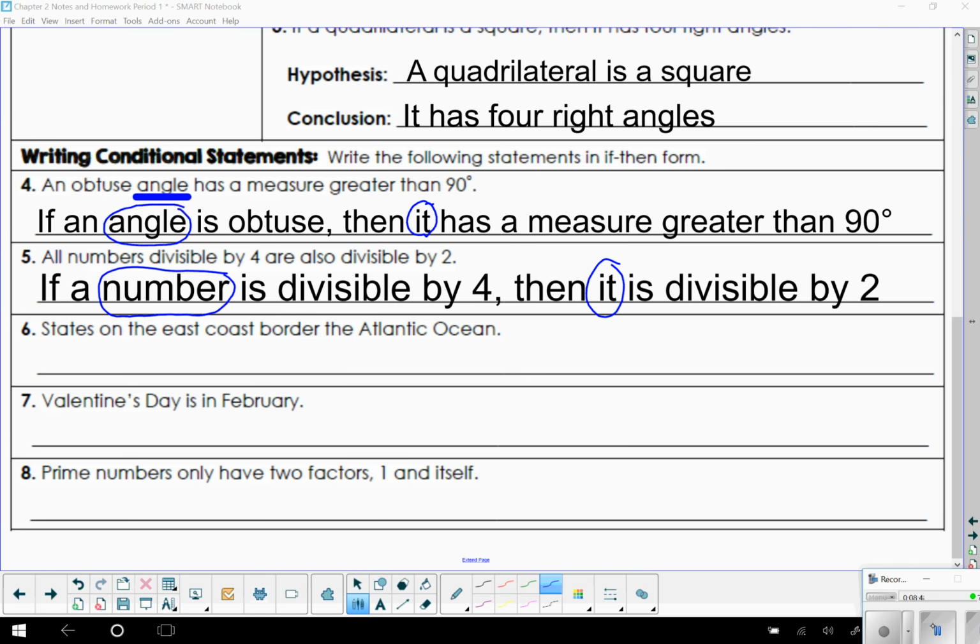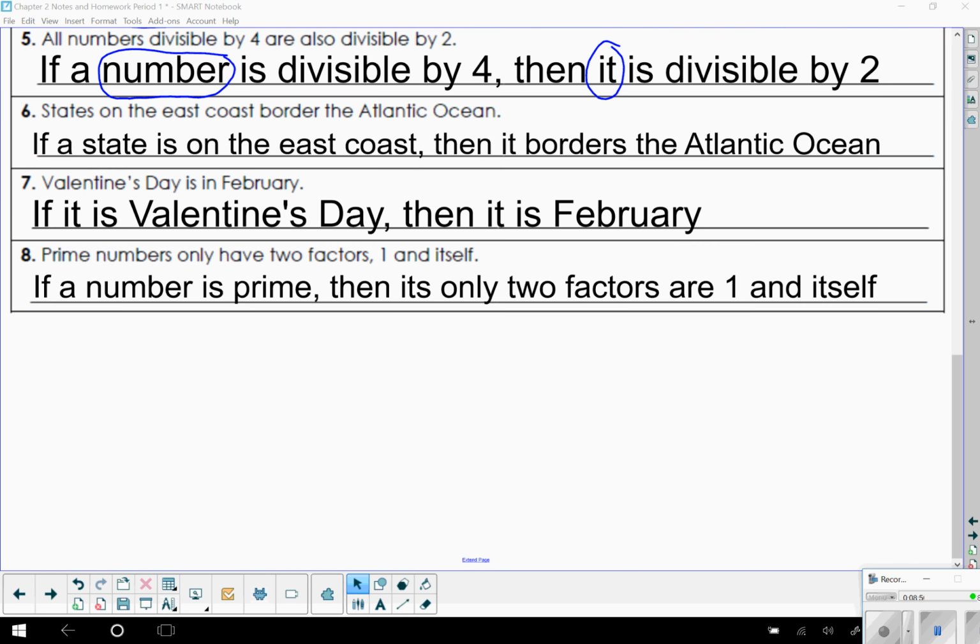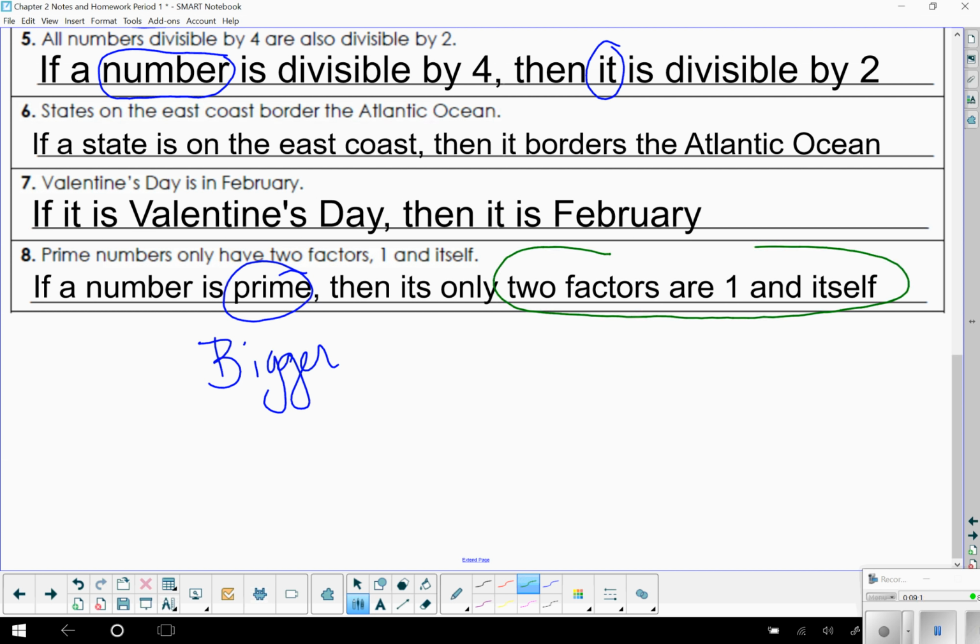Okay, pause it again. So if you look at number 8, it says prime numbers only have 2 factors, one and itself. The word prime is bigger than stating 2 factors of itself.